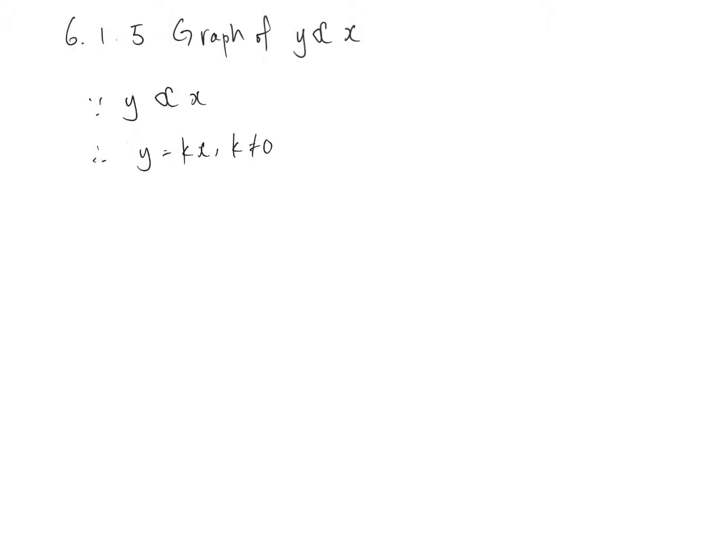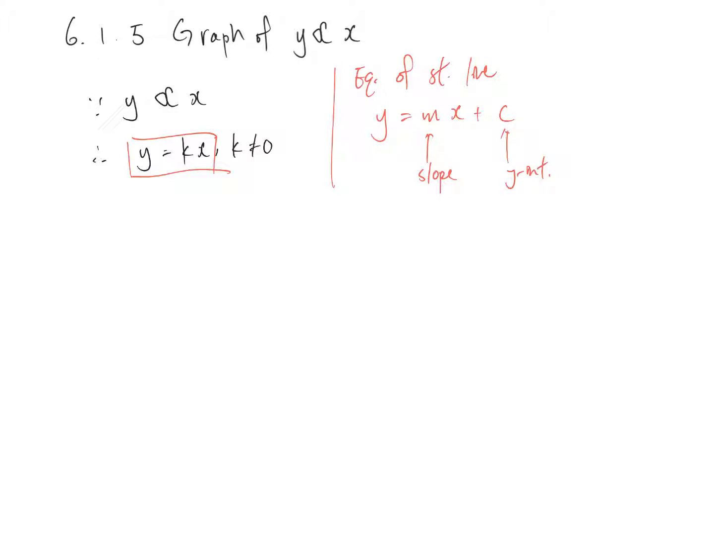Okay, now, does this remind you of some other topic? I think you can recall that in the equation of a straight line, we have learned this before: y equals mx plus c, where m refers to the slope of the straight line, and c refers to the y-intercept of the straight line.